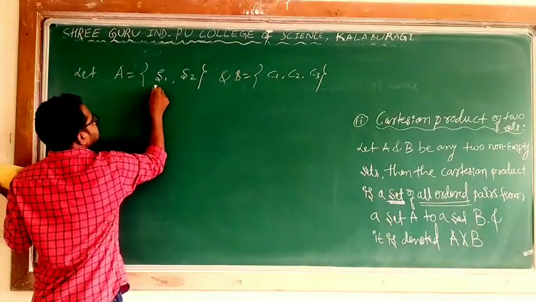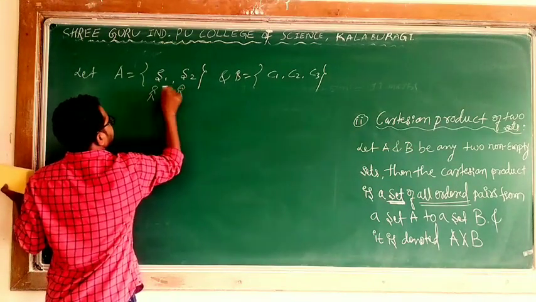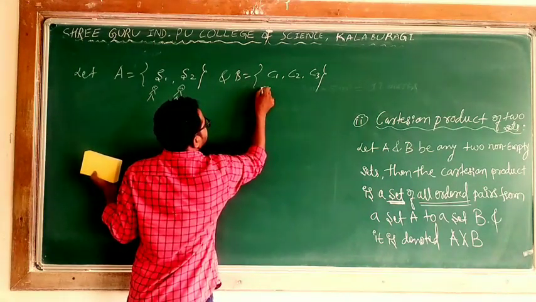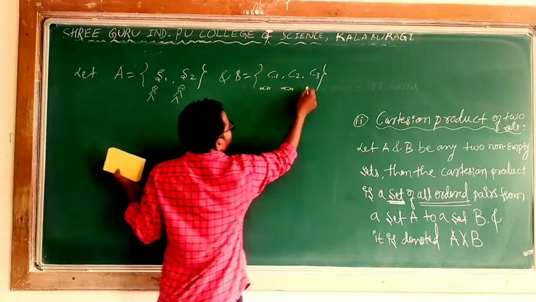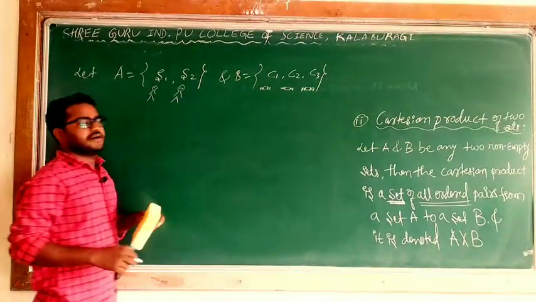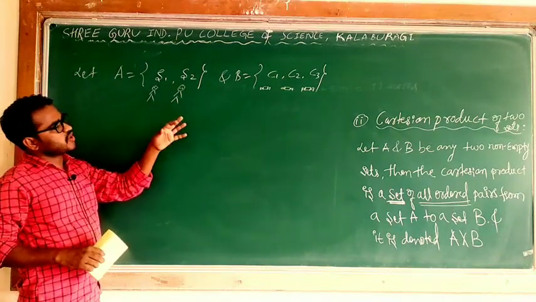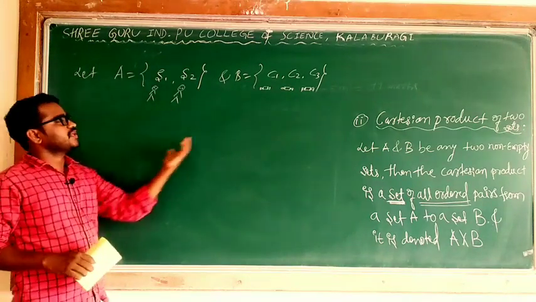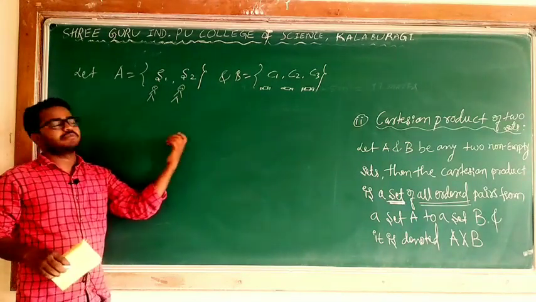This is a student, and this is another student I have. These are the chocolates. This is the first chocolate, this is the second chocolate, and this is the third. So how many ordered pairs can I get? Here I have two students and one box, and in that box I have three chocolates. So how many possible pairs of chocolates can S1 take? How many can S2 take?